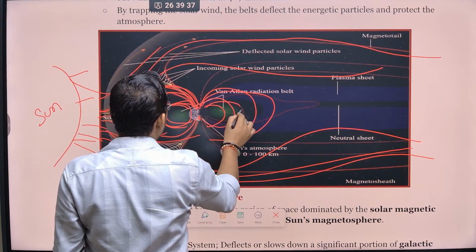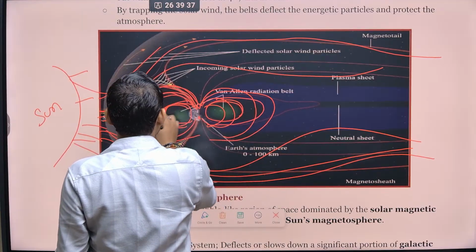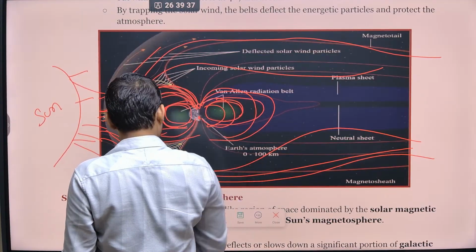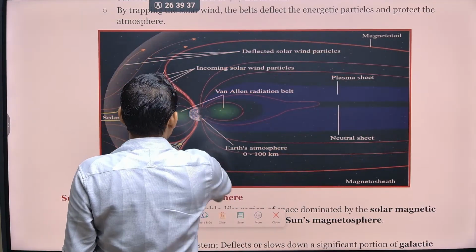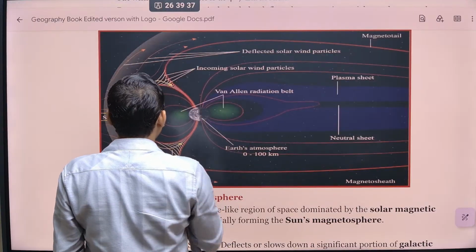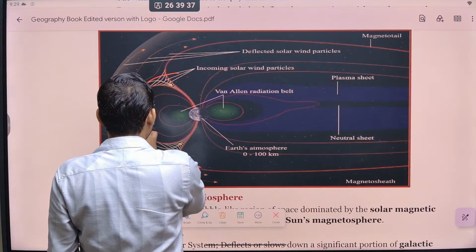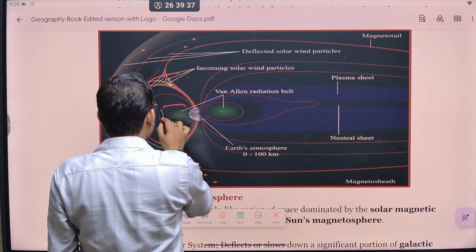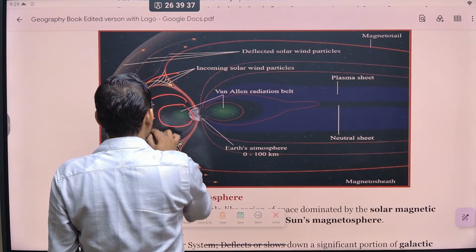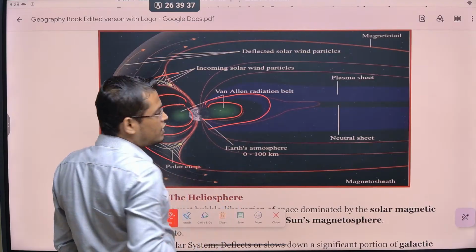Some of the charged particles also get trapped in these two or three concentric layers. This layer is called the Van Allen belt. So while they are repelling, when solar wind is there, some of the solar wind tries to enter, and some of them get trapped in these multiple concentric layers. So this layer is called the Van Allen radiation belt.